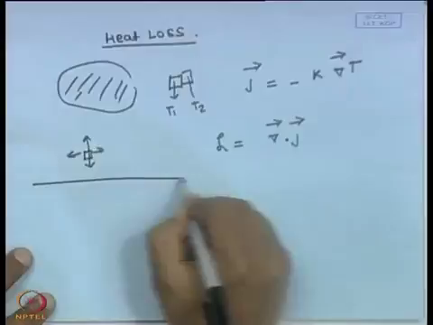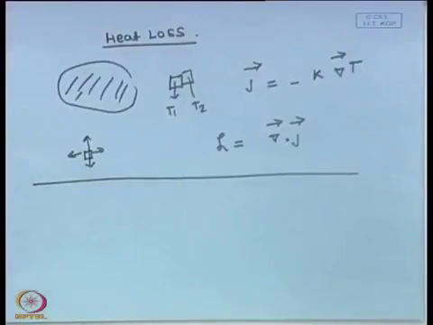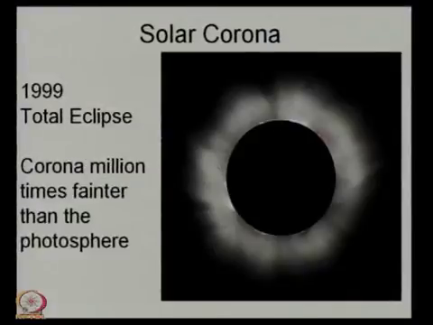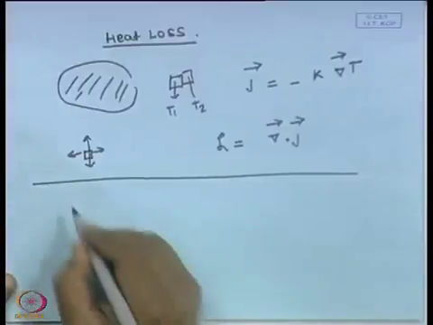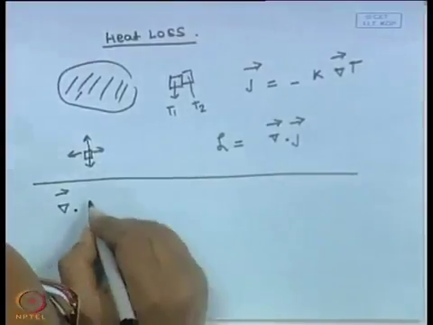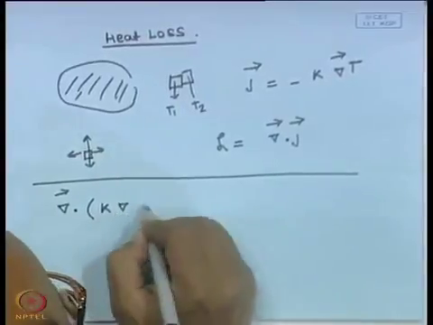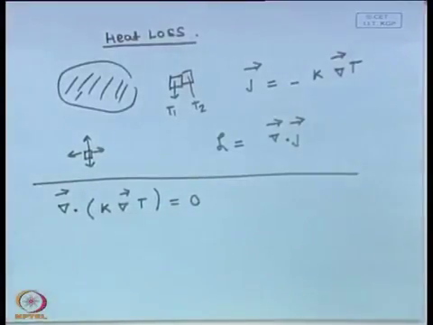So, in this case, in different parts of the solar corona, the temperature is going to be hottest near the surface, and then the temperature is expected to fall off. So, we are going to have heat conduction, and we will have a current, but the total heat loss per unit volume should be 0. So, what it tells us is that the condition is del dot K grad temperature should be equal to 0.